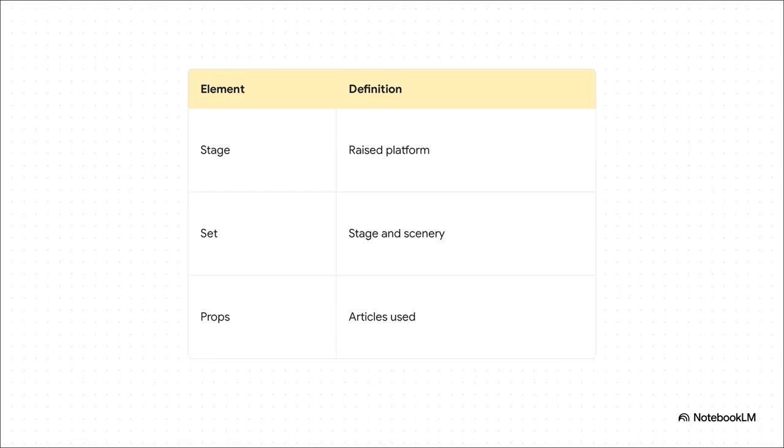Now, what's really interesting about this is how that conceptual setting actually gets built inside a physical theater. You've got the stage itself, the literal raised platform where the magic happens. Then there's the set, which is the stage plus all the scenery. And finally, the properties, or props for short. These are the specific items the actors actually interact with, so this excludes costumes and the background scenery. Together, these pieces literally transform an empty room into a living, breathing world.